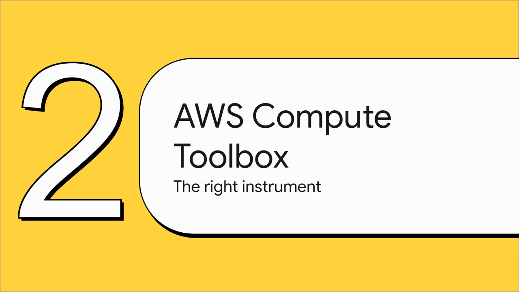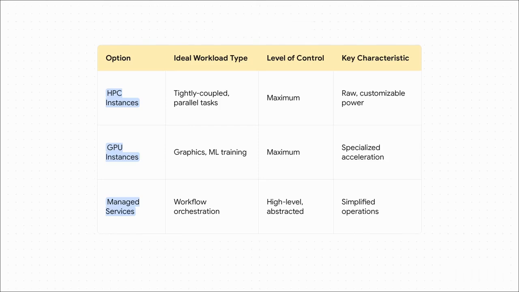So how do you even begin to tackle these massive universe-scale problems? Well, AWS gives you a whole set of highly specialized tools. The secret is knowing which one to grab for the job at hand. At a really high level, your choices fall into 3 main buckets. You've got raw HPC instances for those really tightly coupled jobs. You've got specialized GPU instances for accelerated tasks, and then you have managed services that pretty much handle all the orchestration for you. The key thing to see on the slide is that constant push and pull between control versus simplicity. Let's break each one down.